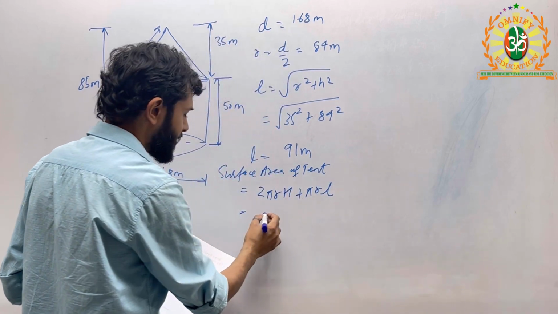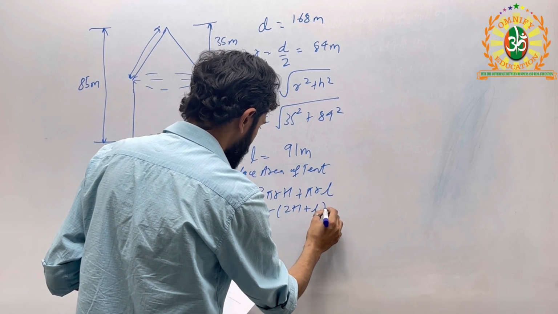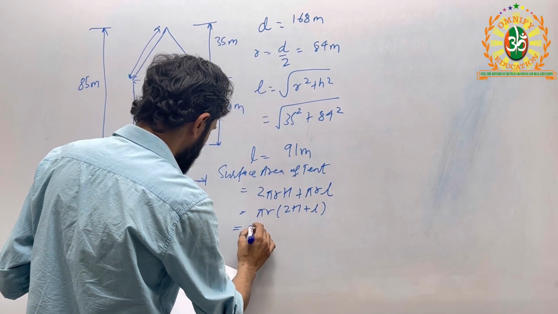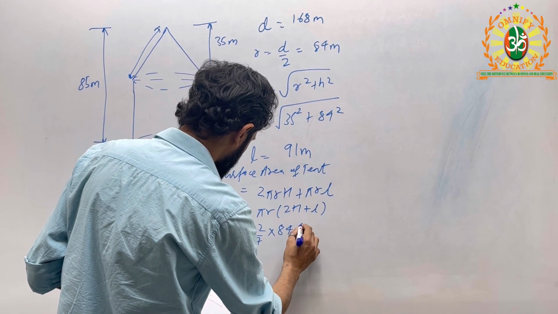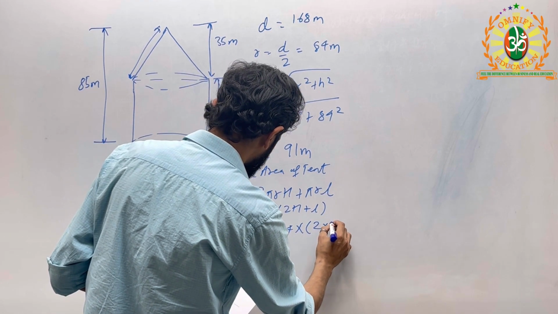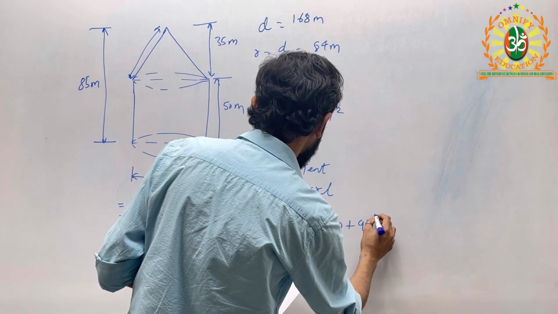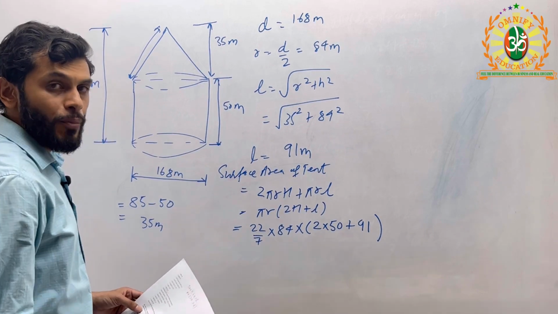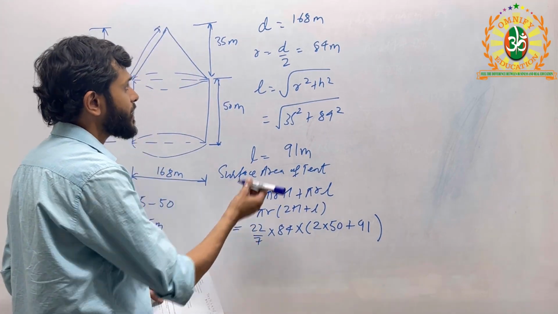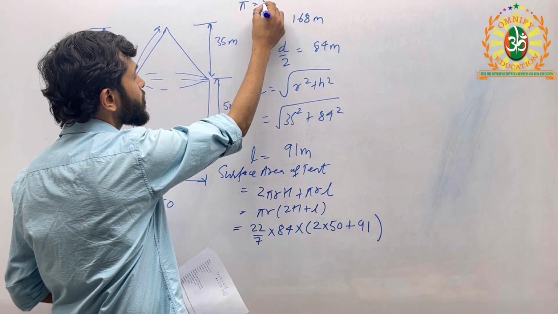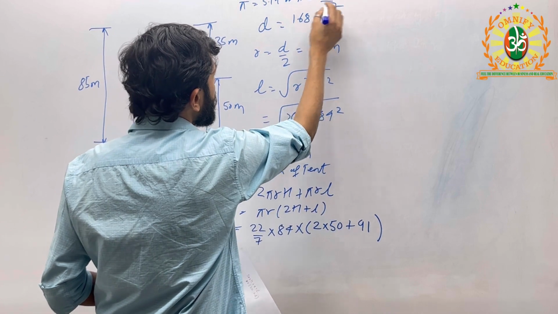So we can write this as π r (2h + l), and on substituting the values we get 22/7 × 84 × (2 × 50 + 91). An important thing to be noted here is that many times in a question it is given as take π equal to 3.14 or take π equal to 22/7.